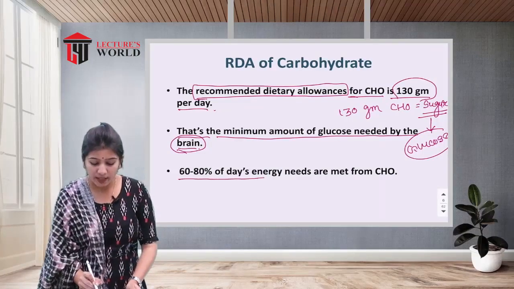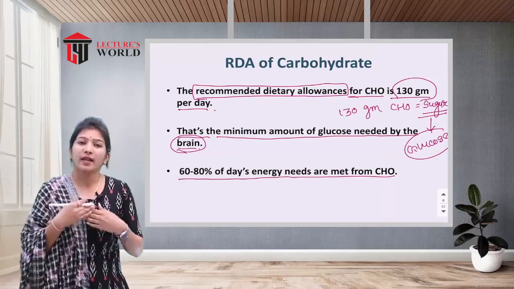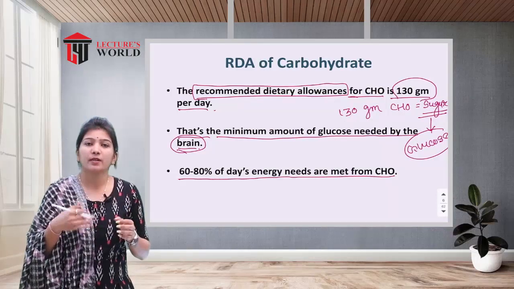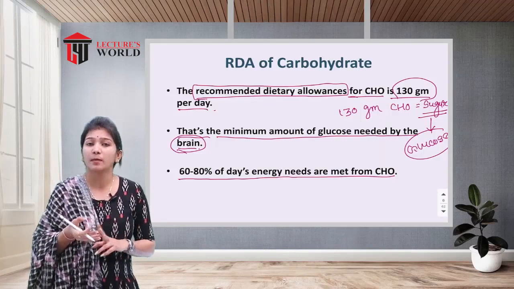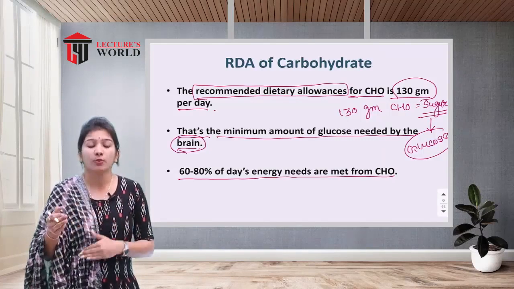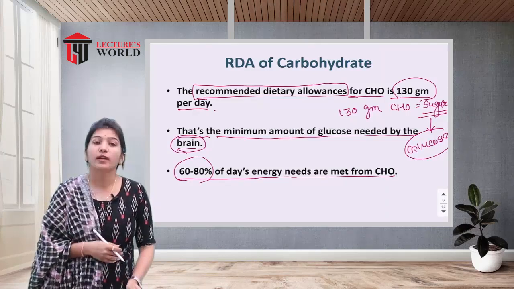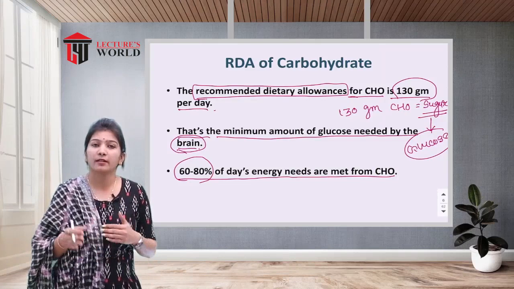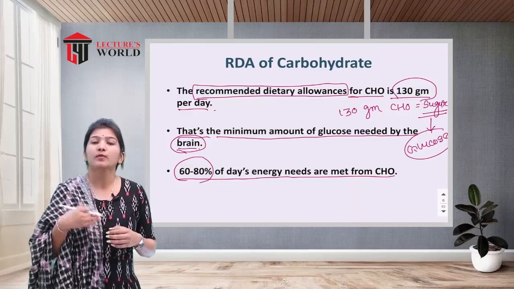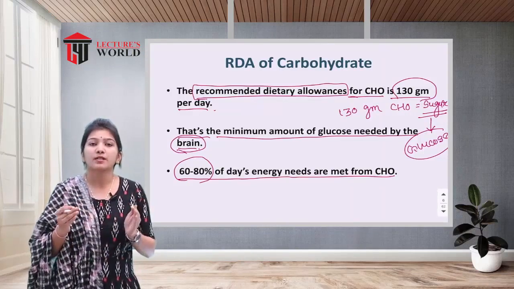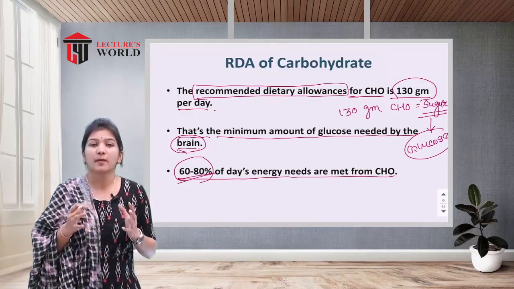60 to 80% of the day's energy need is made from carbohydrate. In the meal we are eating various kinds of food, containing various nutrients like carbohydrate, fats, protein, vitamins and minerals. From the carbohydrate we are getting 60 to 80% of the day's energy. Whatever day-to-day activity and physical work we are performing, the amount of energy we are getting from the carbohydrate is 60 to 80%, and that is the major portion, right?